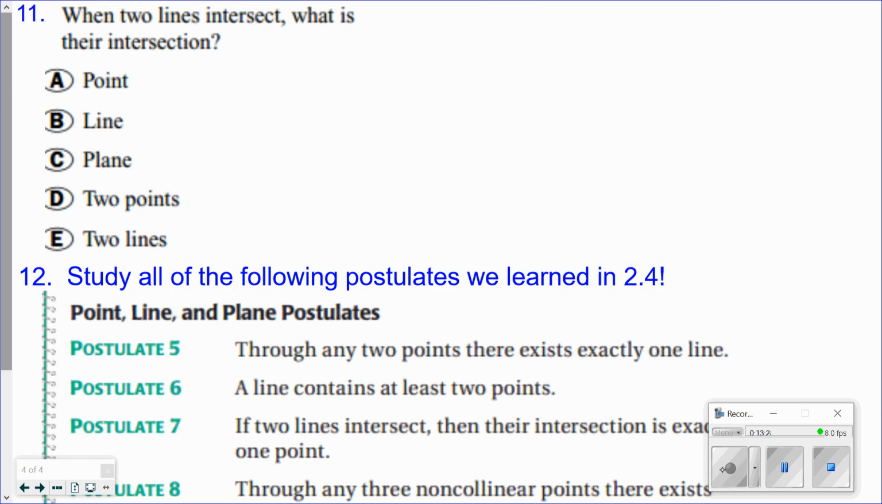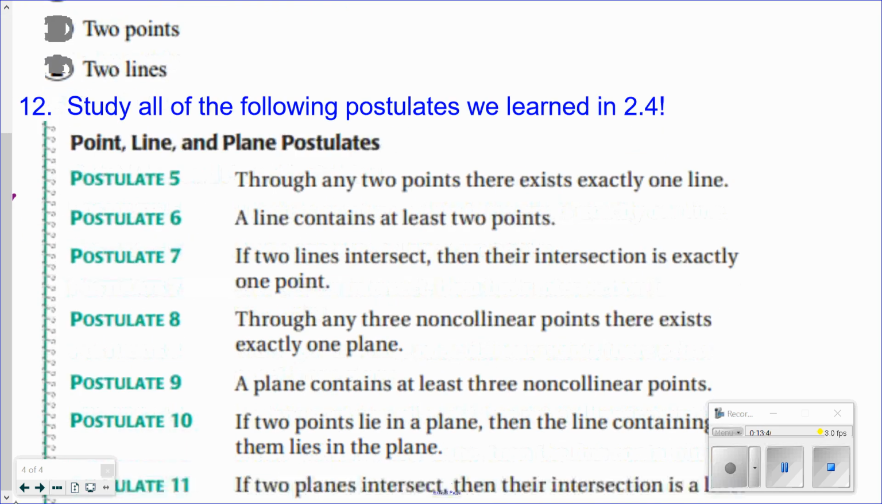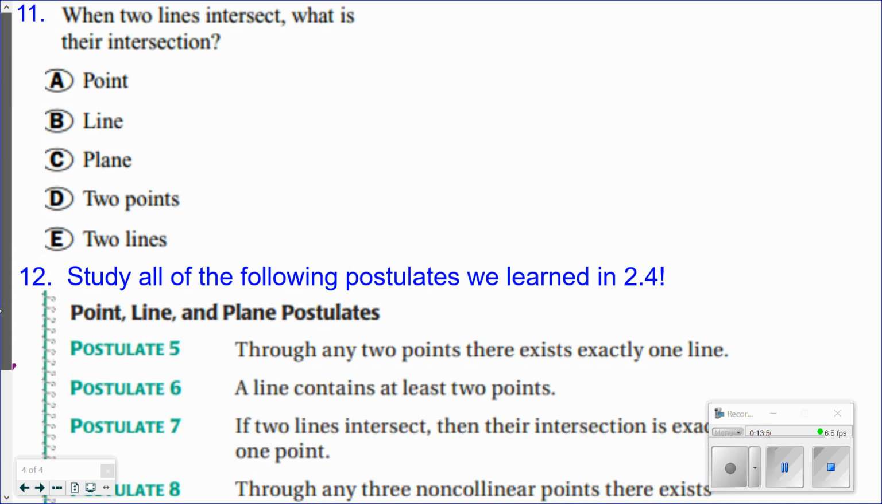Number 11, when two lines intersect, their intersection is a, now you've got to go back to remember all of your postulates that we learned in 2.4. So if I scroll down and you look at your study guide, here are all the postulates. You need to know these. You don't need to know them word for word, but you should be able to recognize them in a question, just like this one in number 11. So when two lines intersect, what is their intersection? It would be a point.